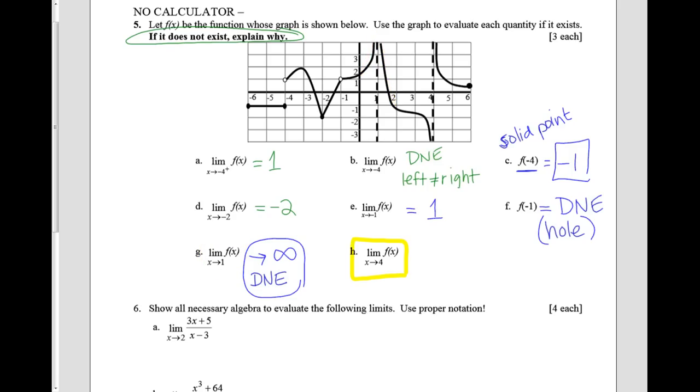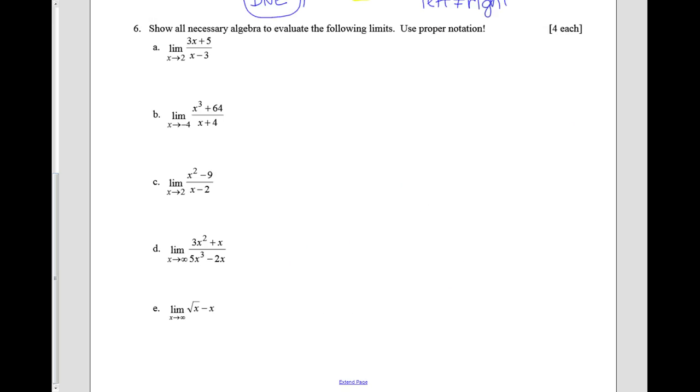H asks for the limit as x approaches 4 of f of x. X is 4 is also an asymptote. On the right side of the asymptote, my graph is going up towards positive infinity. On the left side of my asymptote, my graph is going down towards negative infinity. So for this limit, I'm simply going to say that it does not exist because the left is not equal to the right. My answer in this should not involve any approaching infinity because my graph's approaching 2 different directions. That's why I don't have a limit in this problem.